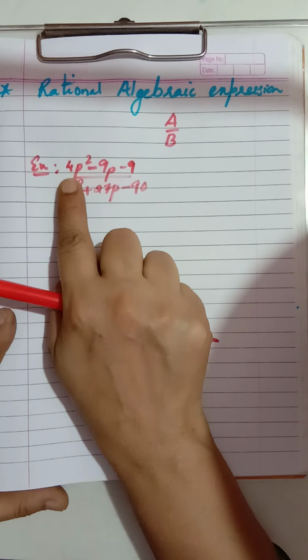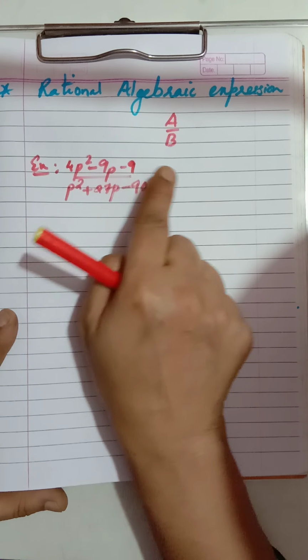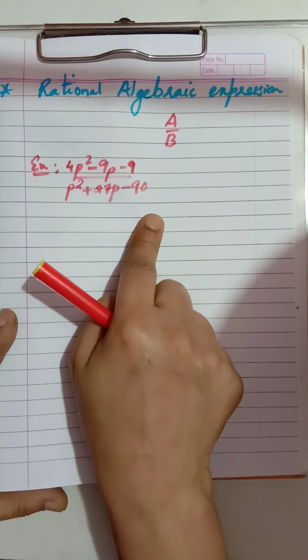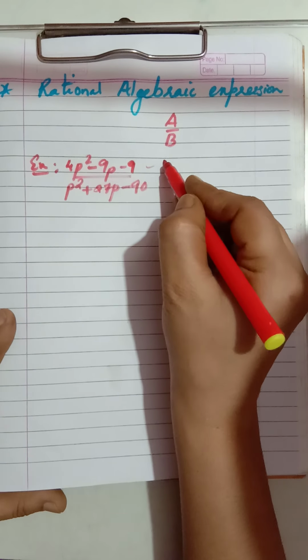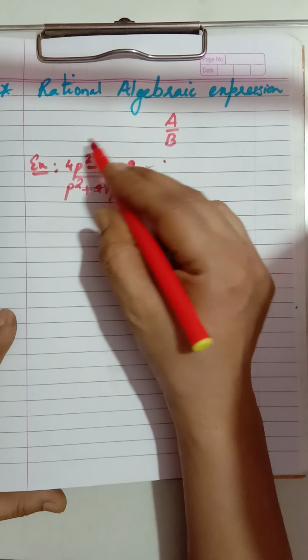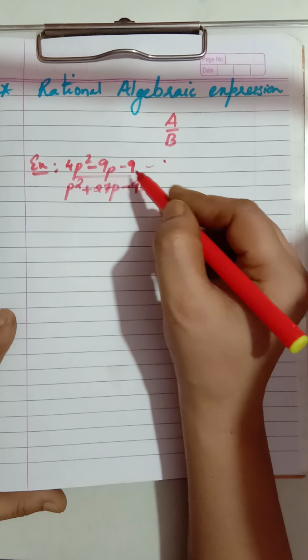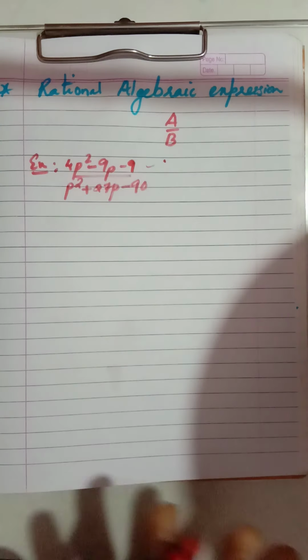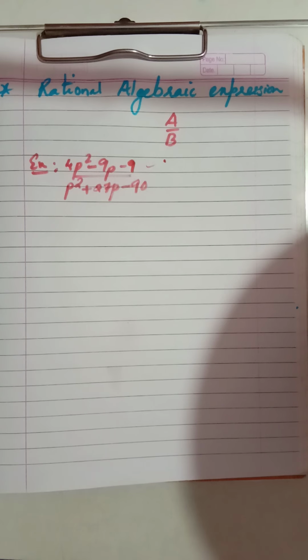Now see, children, 4p square minus 9p minus 9 upon p square plus 27p minus 90. Here the numerator is an algebraic expression, and the denominator is also an algebraic expression. So, children, this type of expression is called a rational algebraic expression. You have to just remember, when your numerator is an algebraic expression and the denominator is also an algebraic expression, then it is called a rational algebraic expression.